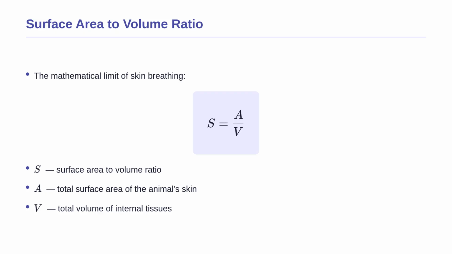As an animal grows larger, its volume increases much faster than its surface area. This means that as the variables change and the animal gets bigger, the ratio S drops drastically. There is simply not enough skin to support the massive internal volume, which is why large animals cannot breathe through their skin.